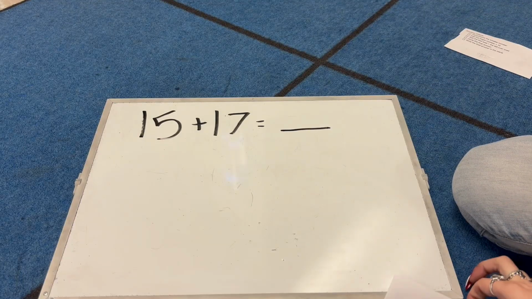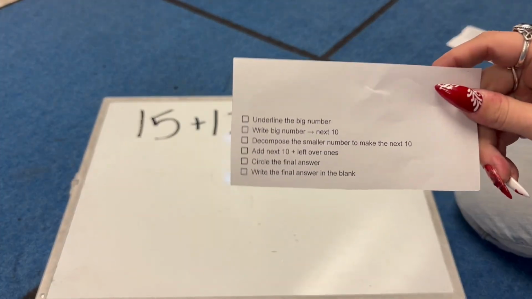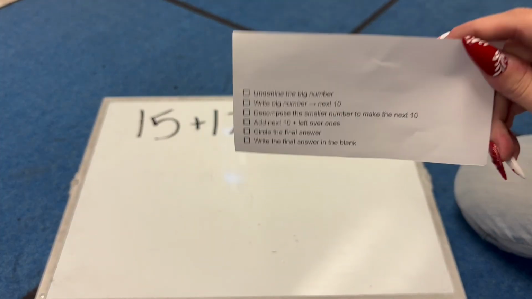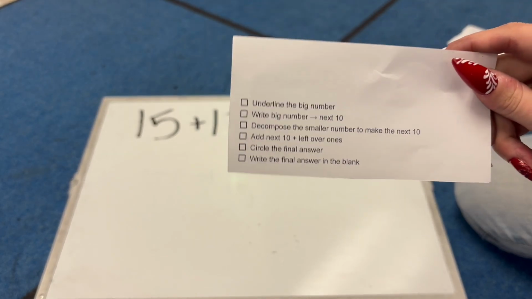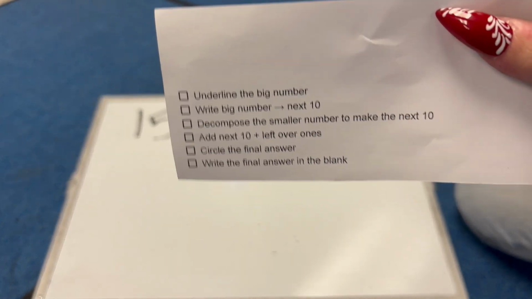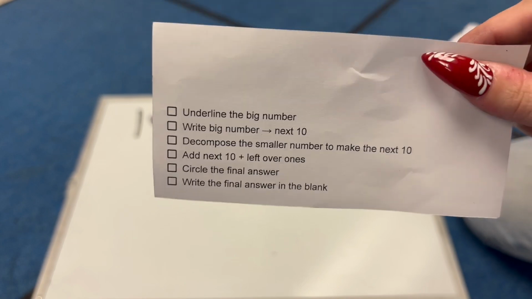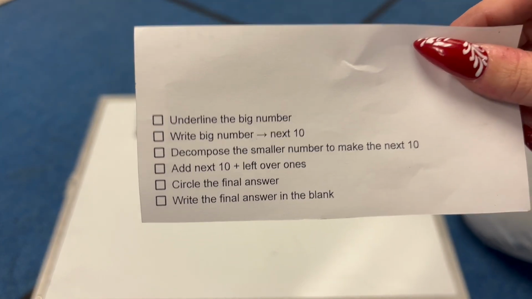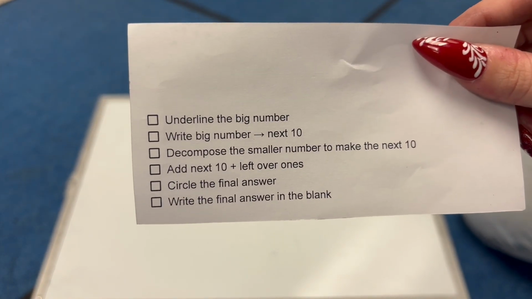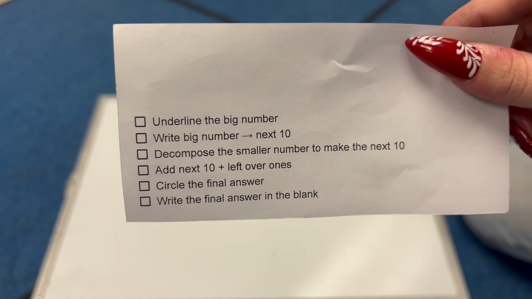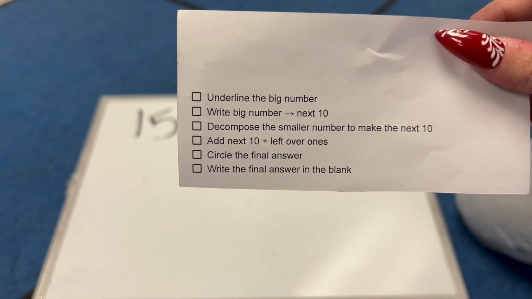The second way that we teach students to add two-digit numbers is called the arrow way. This is the success criteria for the arrow way. The first step is underline the big number. Then you write the big number with an arrow to the next 10.